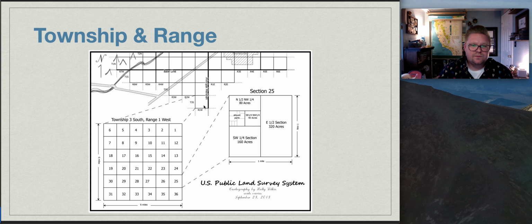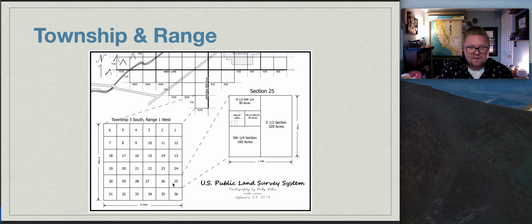So this is your principal meridian. This column is range 1 east, range 2 east, range 3, range 4, range 5 east, range 1 west, range 2 west, so on and so forth. These are going to be townships, township 1 north, township 2 north, and so on and so forth. So we're able to pinpoint a location.